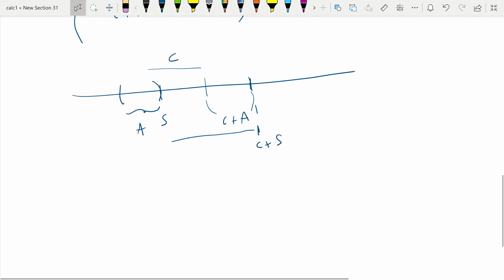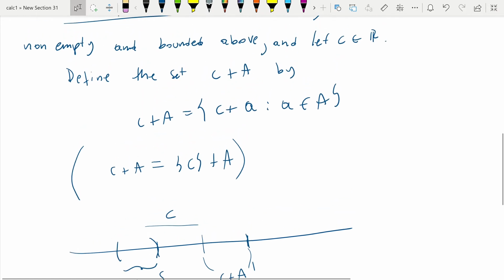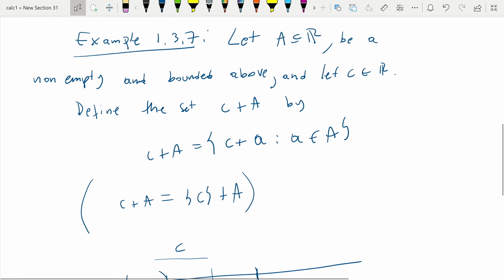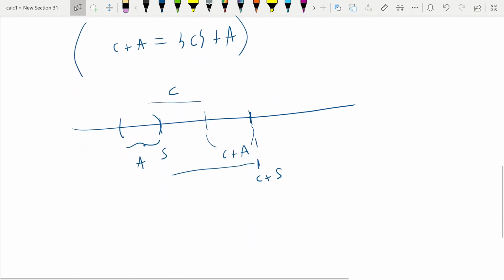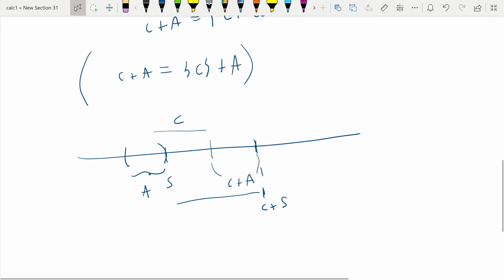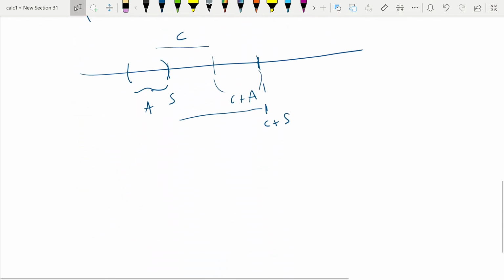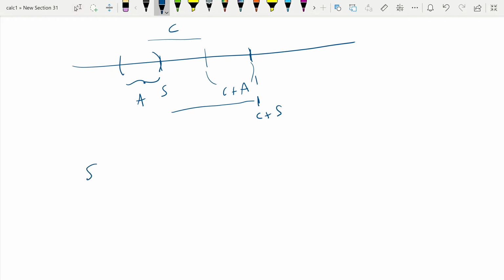So this is in fact the content of this statement here. The purpose of the example is to show that this is actually the case. So what we can see here in this drawing should just give us an idea of what we should expect, and then now will come the proof that that's indeed the case. So this is the conclusion here: the supremum of C plus A is actually just C plus the supremum of A.